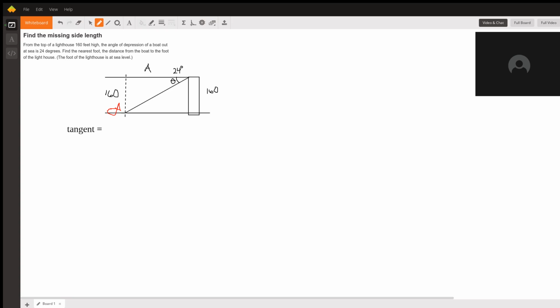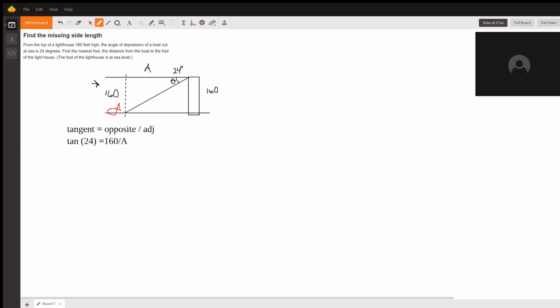is equal to opposite over adjacent. And we know that our angle measure, tangent of theta, which would be 24 degrees, is equal to, what is the side length that is opposite? It looks like it is this one. So opposite in this case would be 160. Tangent 24 equals 160 divided by our side length of adjacent, which is A.